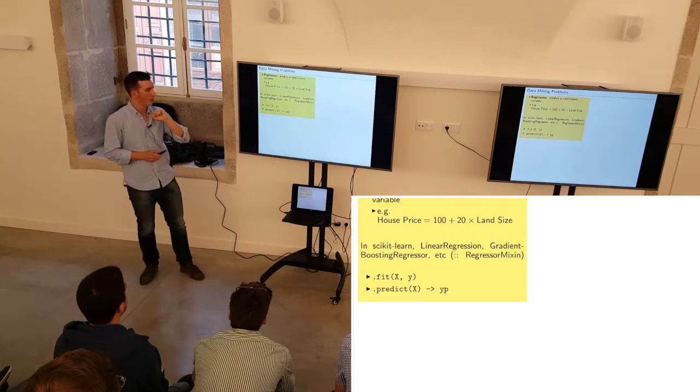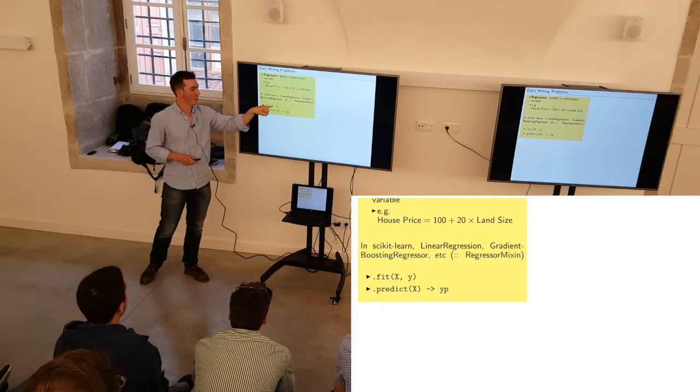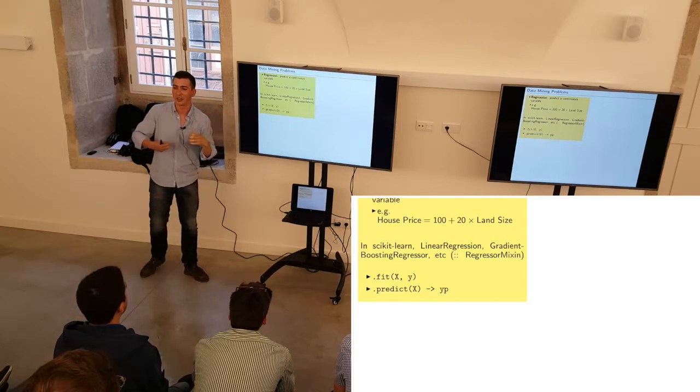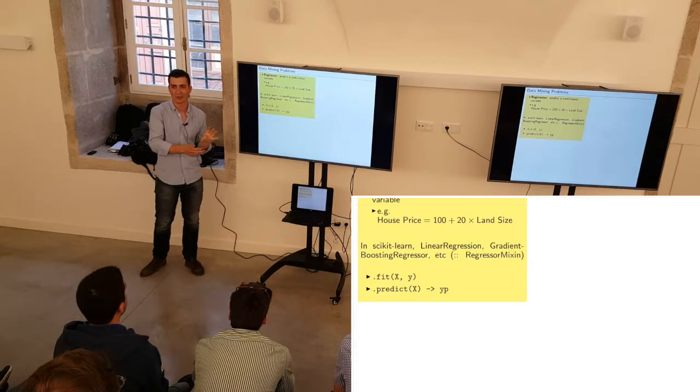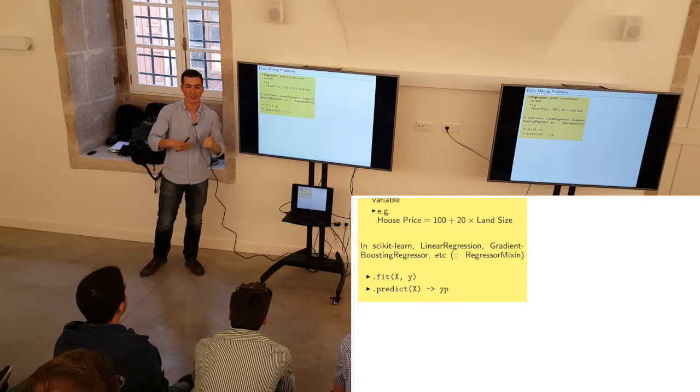The fit one returns self. For those of you that are more experts in object oriented programming, the fit one returns self so that you can chain it.